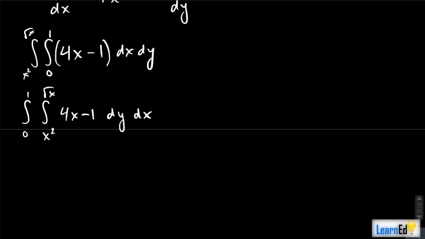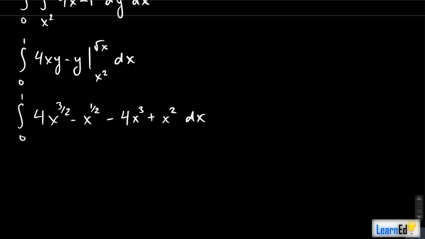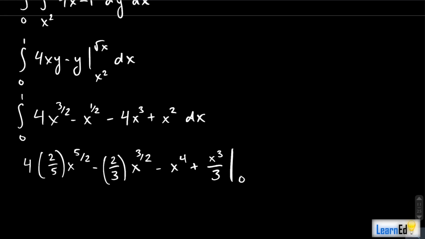So if we integrate with respect to y first, what we'll get is the integral from 0 to 1, then we have 4xy minus y evaluated from x squared to root x. Okay, and then we have dx on the outside. So what we end up getting is the integral from 0 to 1 of 4x to the 3 halves minus x to the 1 half minus 4 times x cubed plus x squared, and then we'll have a dx on the end. Now we can just integrate and get 4 times 2/5 x to the 5 halves minus 2/3 x to the 3 halves minus x to the 4th plus x cubed over 3 evaluated from 0 to 1.